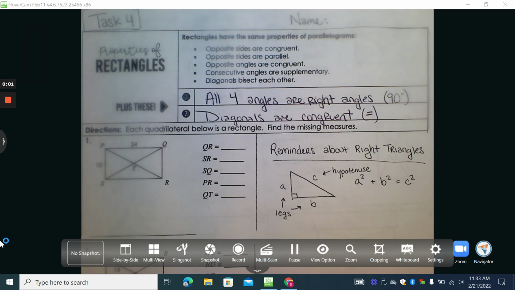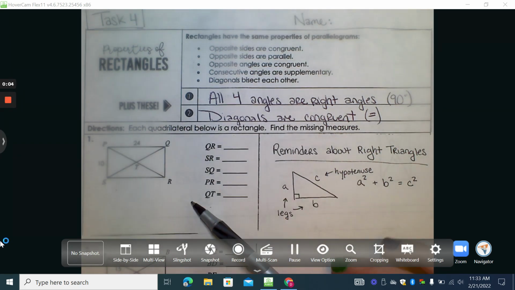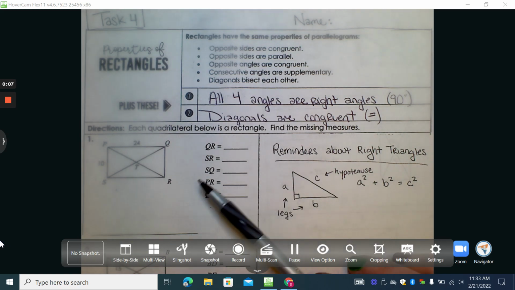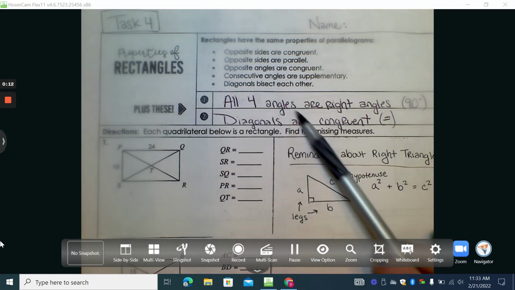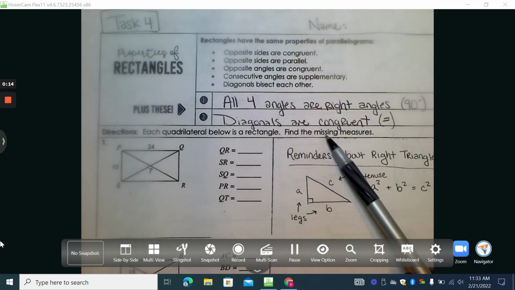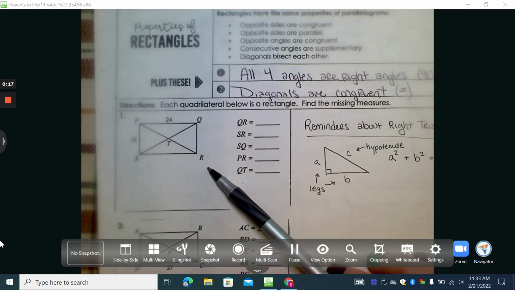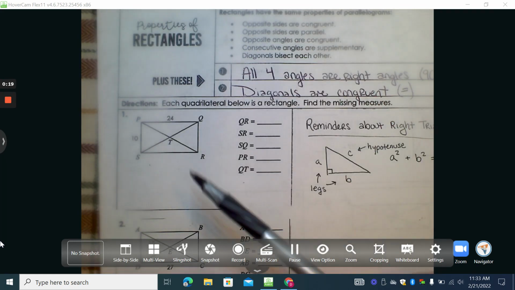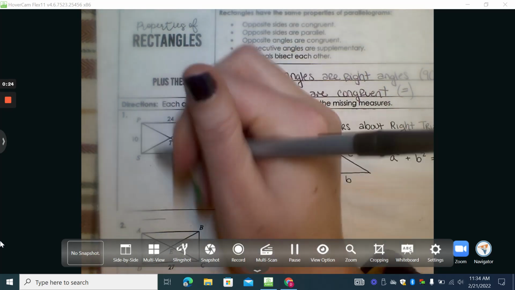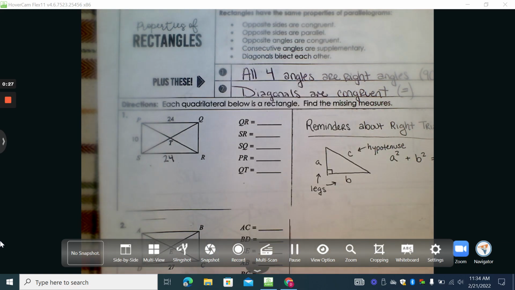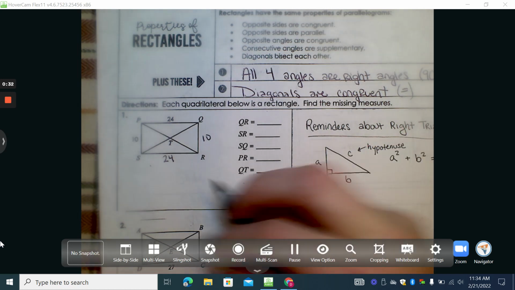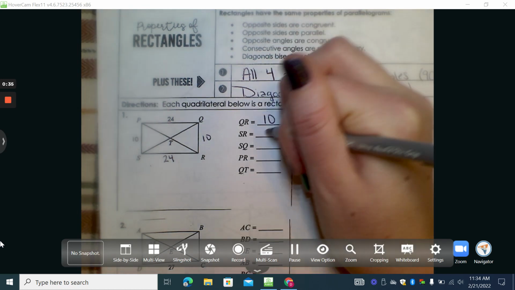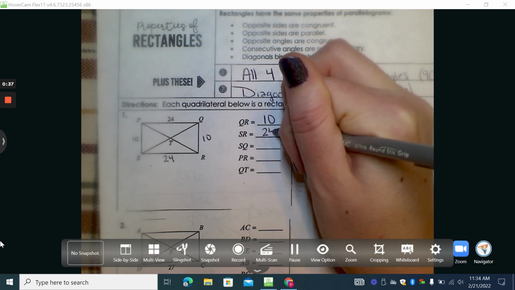Okay, we're going to start working on question number 1 of these rectangles. What we're going to first do is deal with some of these first pieces. I should have written down that all 4 angles are right angles and diagonals are congruent. And so when I'm looking at this, I have the same properties of a parallelogram, meaning my opposite sides are congruent to each other. If PQ is 24, then SR is also 24. If PS is 10, then QR is also 10. So I can fill in those first 2 answers, 10 and 24.